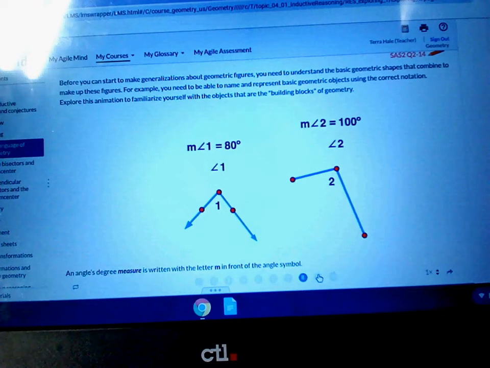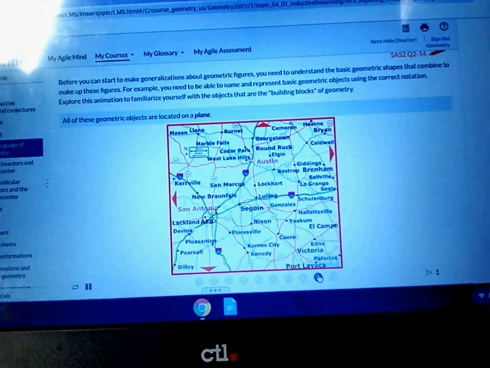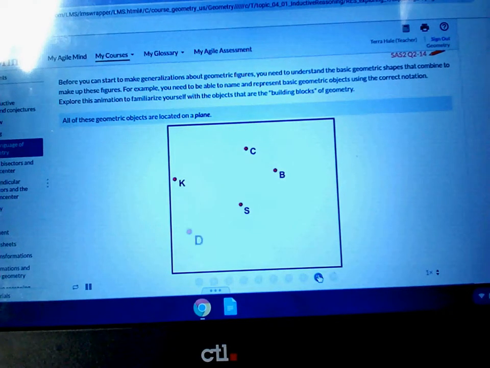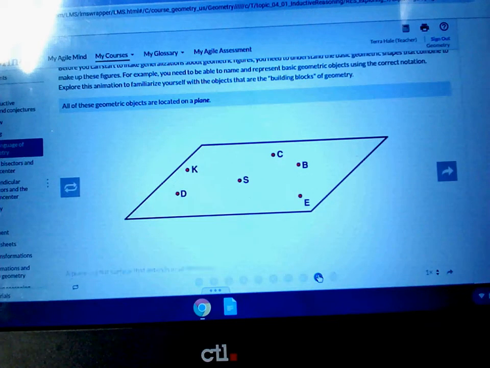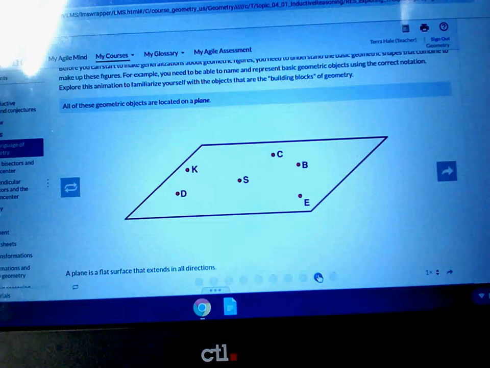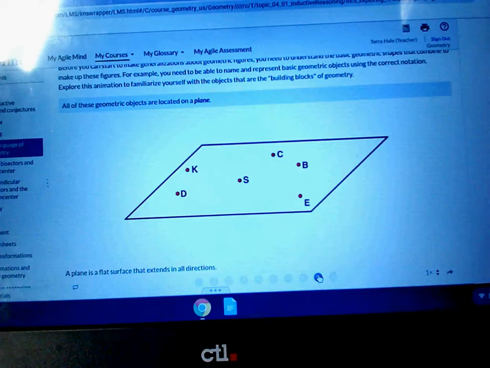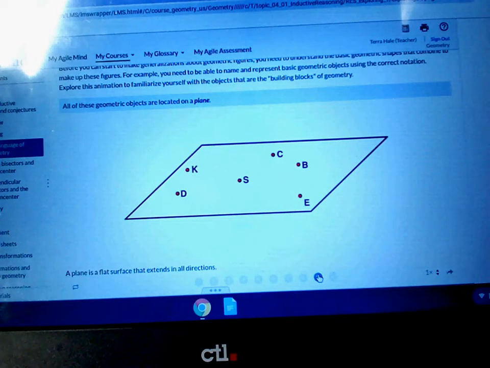So all of these geometric figures are located on what we call a plane. A plane is a flat surface. It extends in all directions. So if you imagine the wall at the front of the room that the smartboard's on, imagine that wall going forever up, forever down, forever to the left, and forever right, and that it was flat, didn't have the creases where the mortar is, okay? So that would be a plane. That would represent a plane.